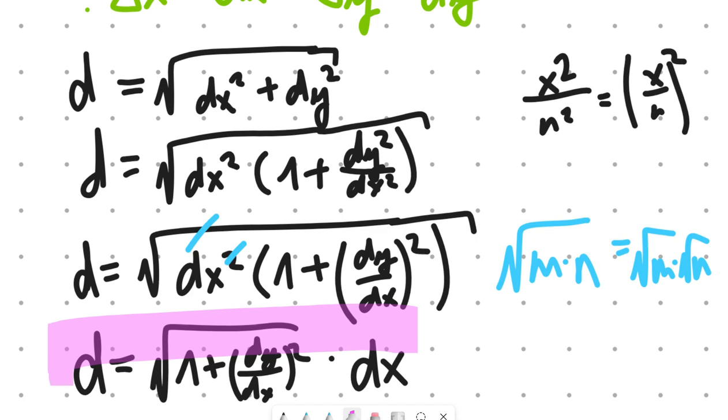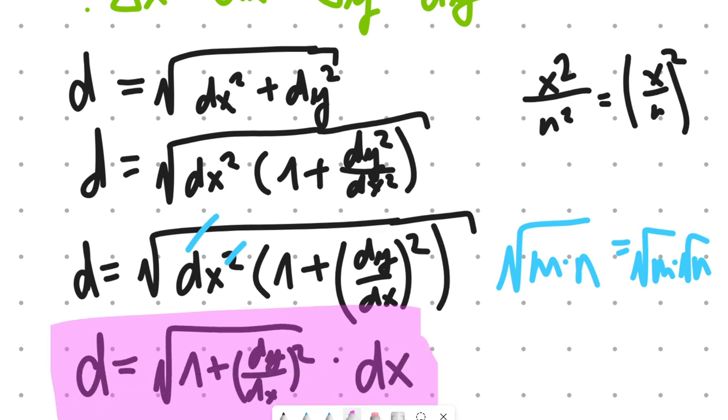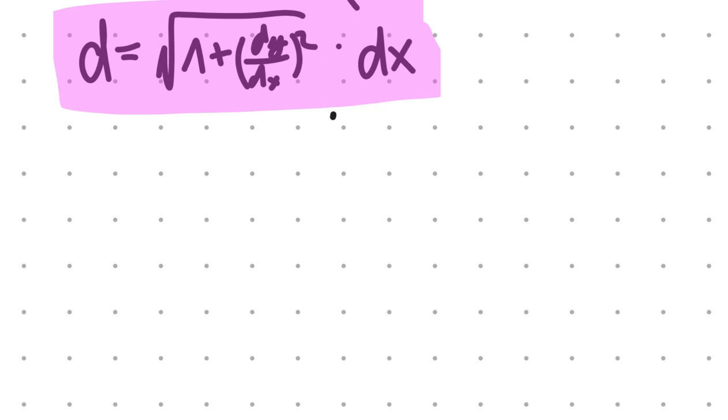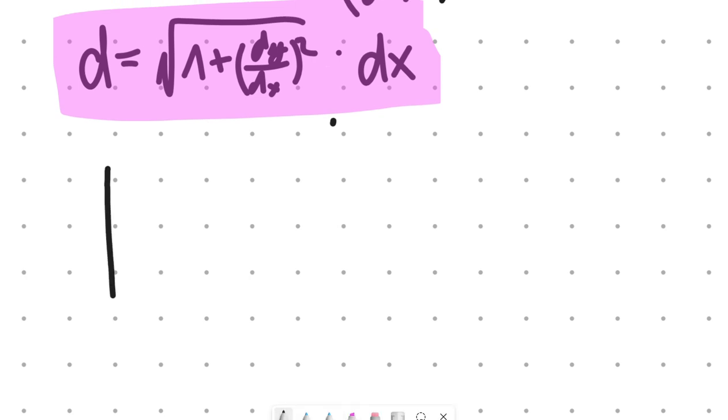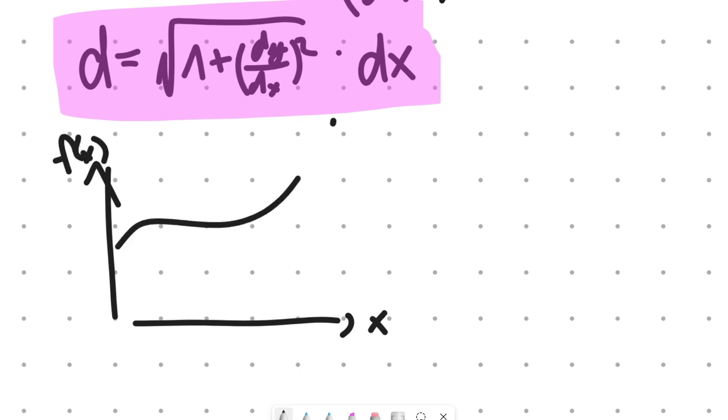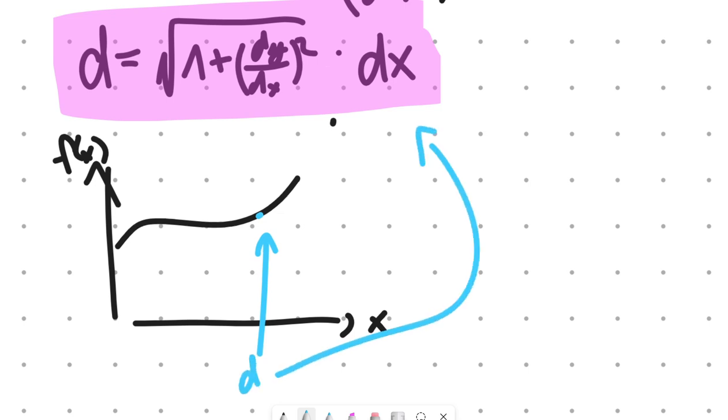Now let's put a box around it. And since we have this box around it, this is going to be the small segment of any particular function f of x. So if we take f of x and we want a particular segment here which is infinitely small, the length of it will be this formula.